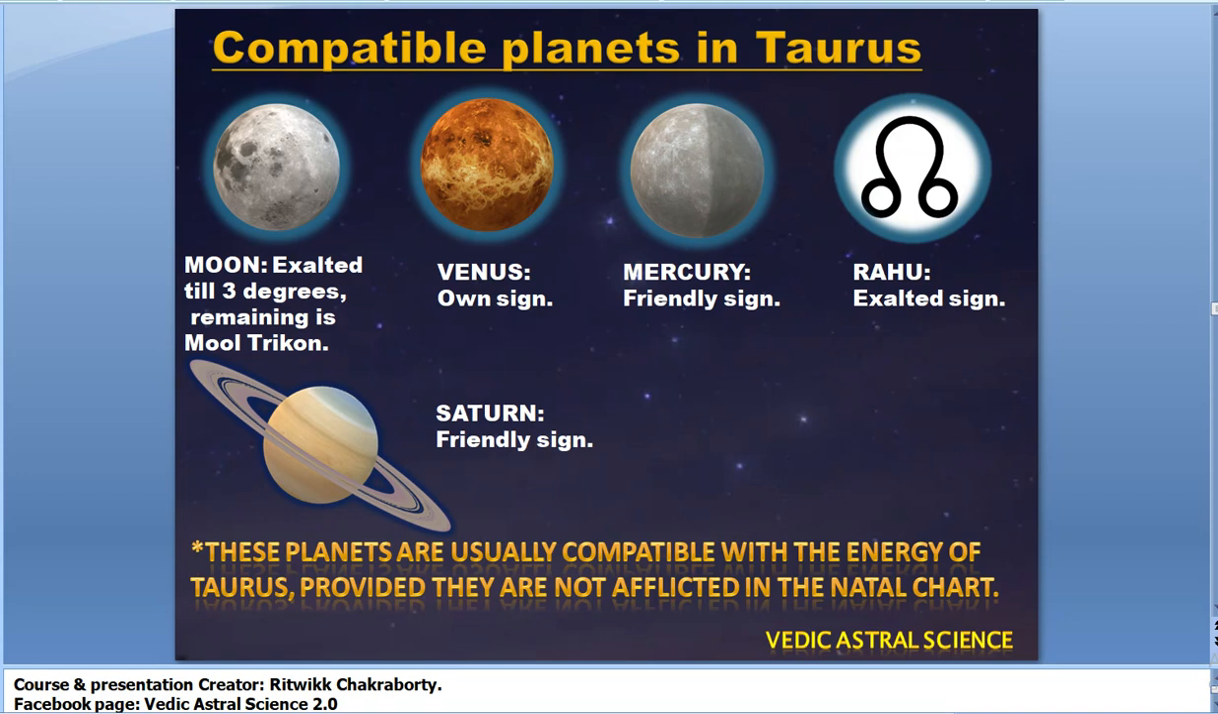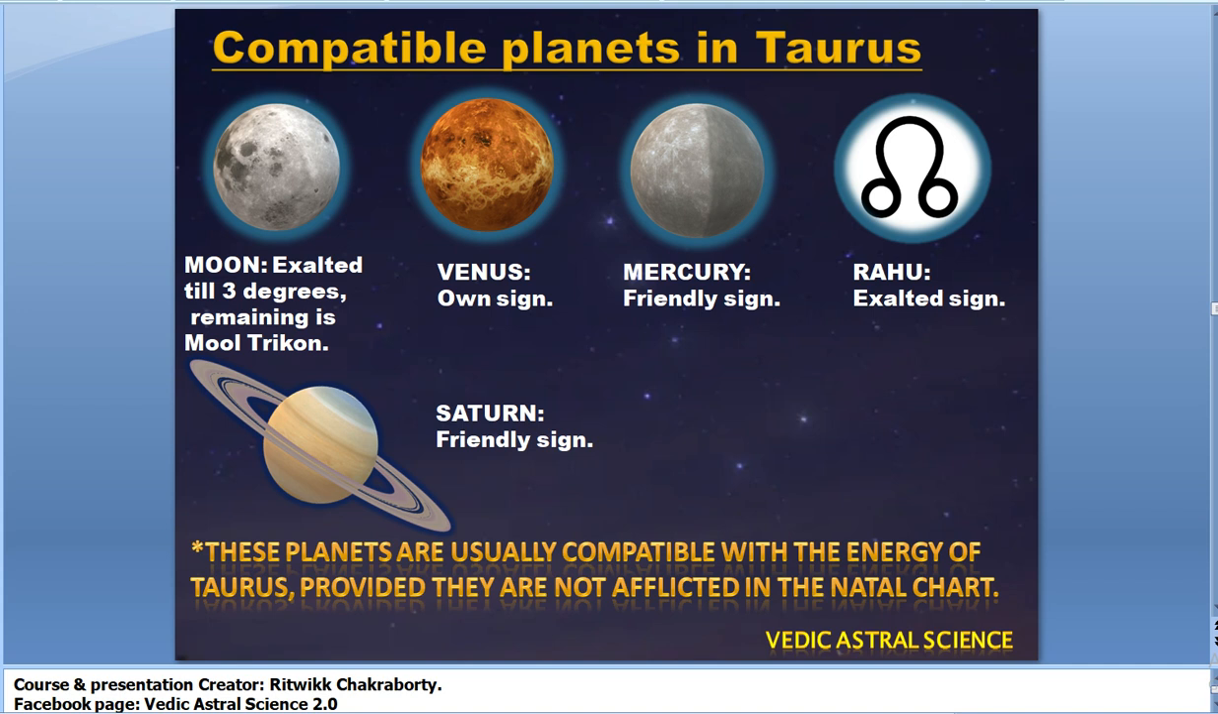Alright, so let us start with planet Moon. Moon is exalted in sign Taurus till 3 degrees, which is Kritika Nakshatra Pada 2 or the first Navamsha of Taurus. The remaining 27 degrees of Taurus is considered Mool Trikon Rashi of Moon. Apart from that, both Moon and Taurus are feminine in nature because Taurus is an even sign and even signs are considered female Rashis.